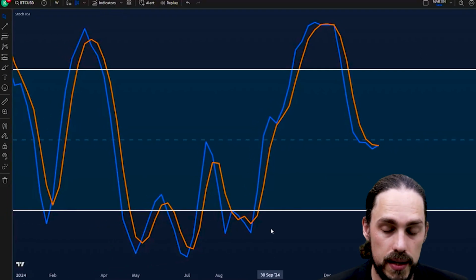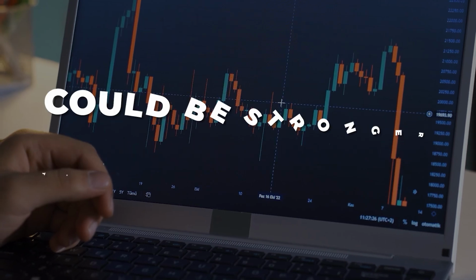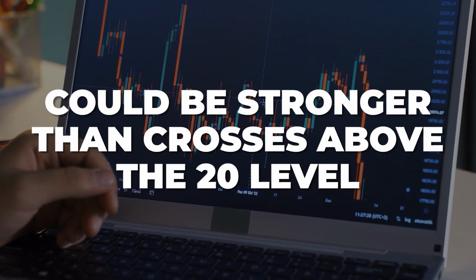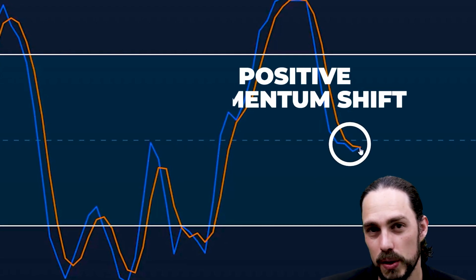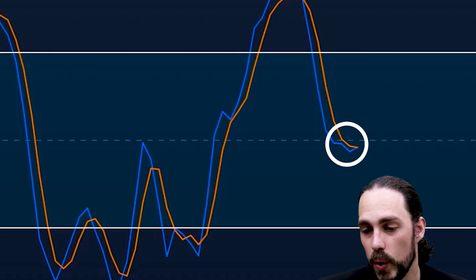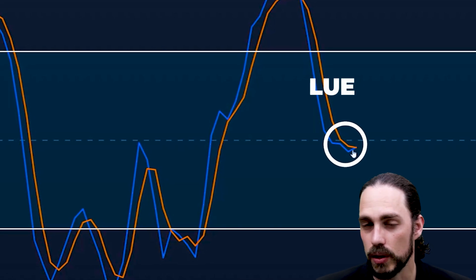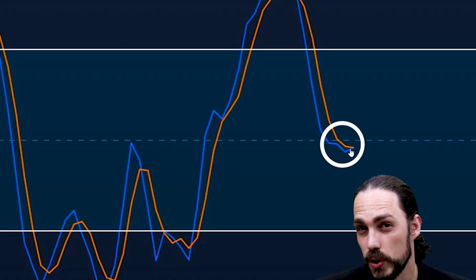That being said, while you are trading, any crosses below the 20 level could be stronger than crosses above the 20 level. So here we can see Bitcoin is currently having another positive momentum shift in the market. However, we can see that it is quite far away from this 20 level, giving us a clue that this specific move might not be as powerful as we thought it might be.